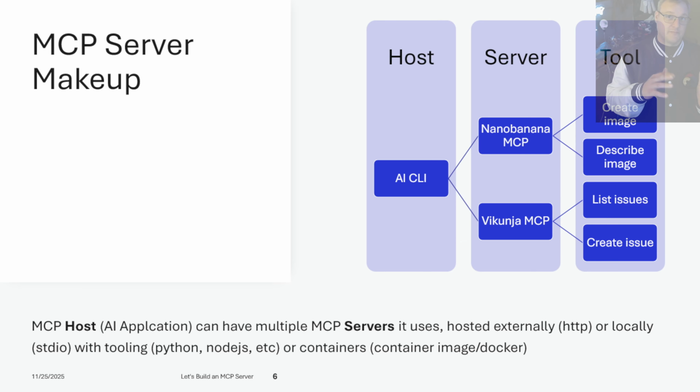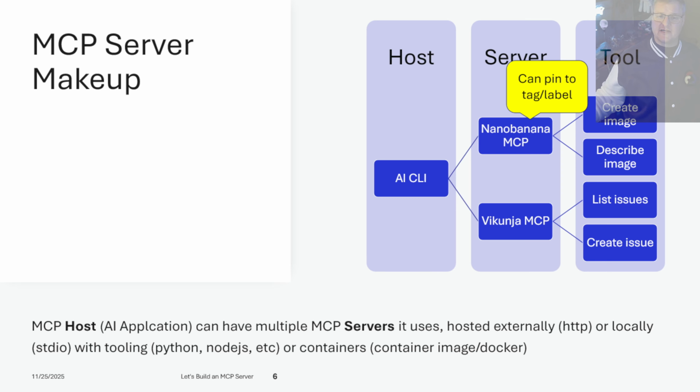Every server advertises, these are the tools I'm offering you, like opening up a toolbox and saying, this one has wrenches or this one has hammers. Like with the Nano Banana MCP server, it can create and describe images. With the Vikunja MCP server, it can list issues or create issues.